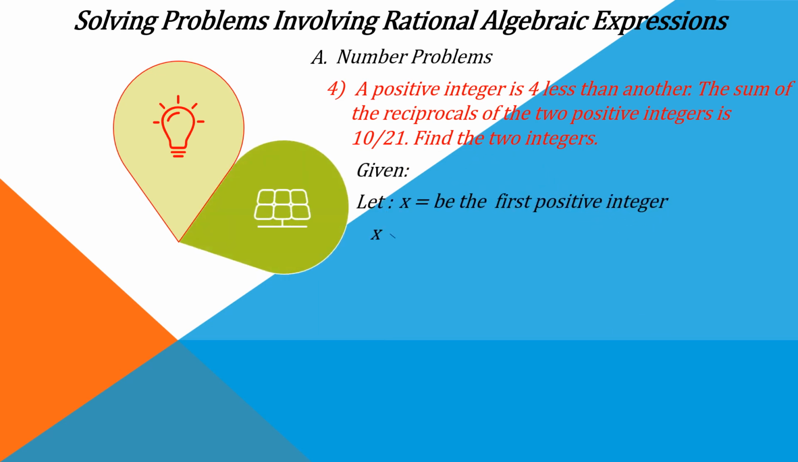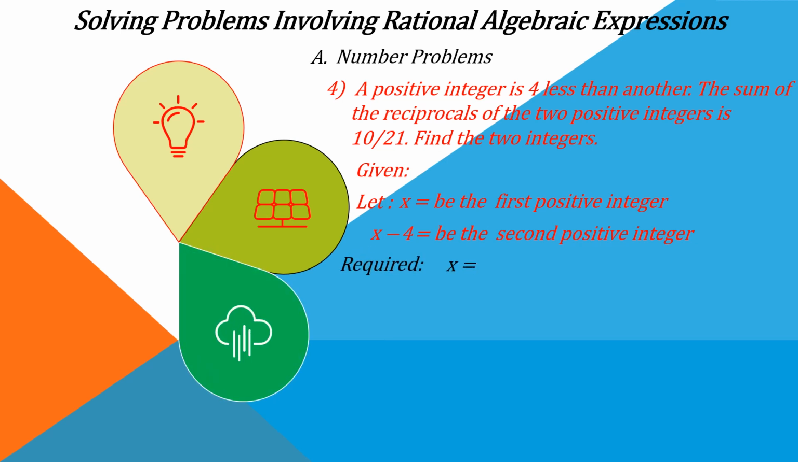Let x be the first positive integer. x minus 4 is the second positive integer. And we need to add the reciprocals of these two positive integers. Required is x, the unknown, and the solution is 1 over x plus 1 over x minus 4, that is the reciprocal of the first and the second numbers, and it is equal to 10 over 21.